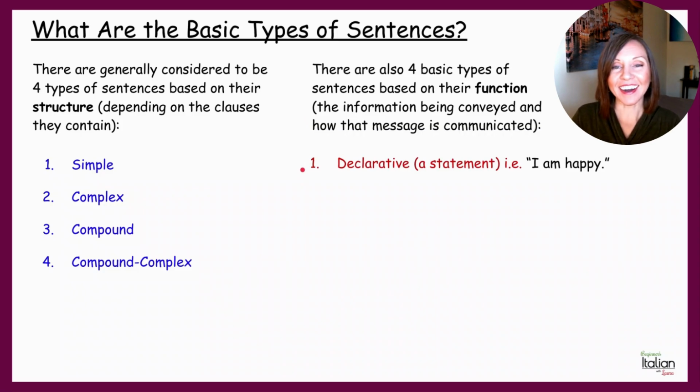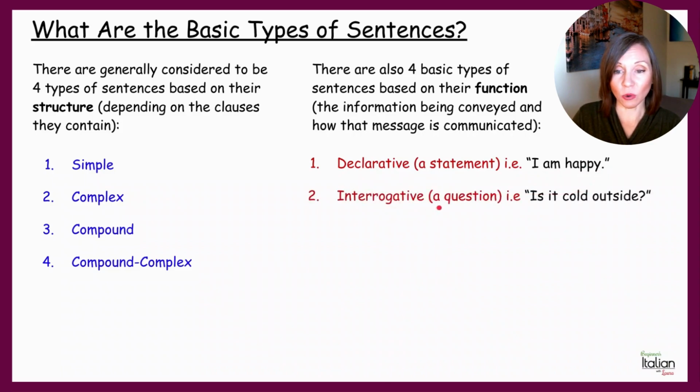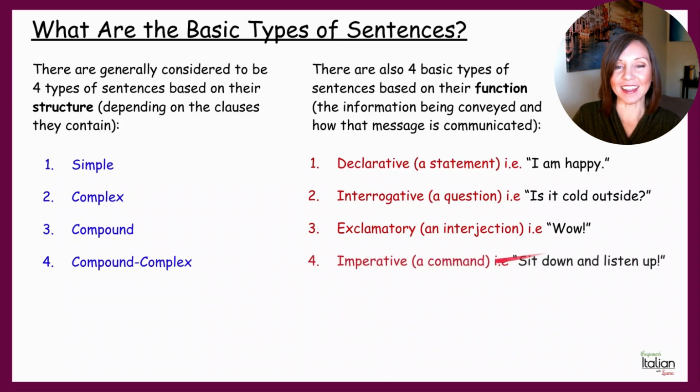In this type of categorizing, we have declarative sentences, which is like a statement, i.e., I am happy. We have interrogative sentences, which are questions such as, is it cold outside? Exclamatory sentences, also known as an interjection, for example, wow. And then we have imperative sentences, which are also called commands, such as sit down and listen up.